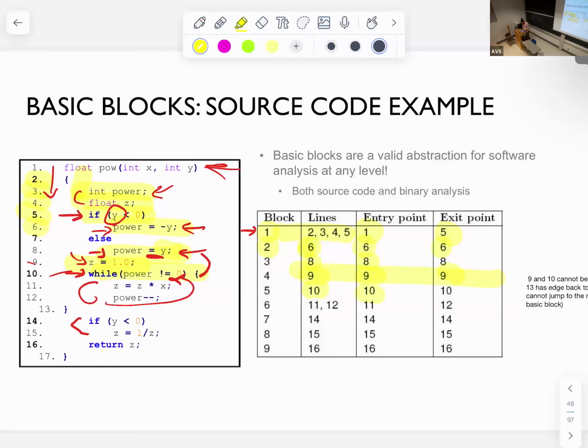So 9 is a separate basic block. 10 is a separate basic block, then 11 and 12 is a separate basic block, then you have 14, 15, 16, each one their own separate basic blocks, okay? And again, if you look at this, the reason that you're doing this is that you need continuous blocks. You can, for example, check what will happen if I put 15 and 16 together. Would that create the same basic block or not? And you will see that it's not, because, for example, depending on the condition of y, sometimes you execute this, but you always execute this. Okay? Yeah.